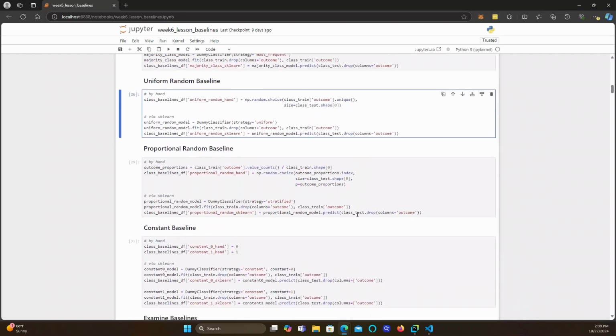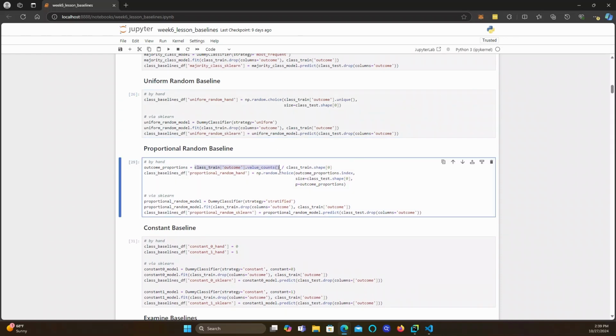Next, the proportional random baseline. You can do this by hand, although it is a little more complicated. First, you have to get the proportions, which you can do by using the value counts on the series on the target feature, and divide that by the number of training observations. And then you can use, again, np.random.choice. Here I've got outcome proportions.index. This is all possible classes. Then the size is the size of the test shape, the size of the test data set. There we go.